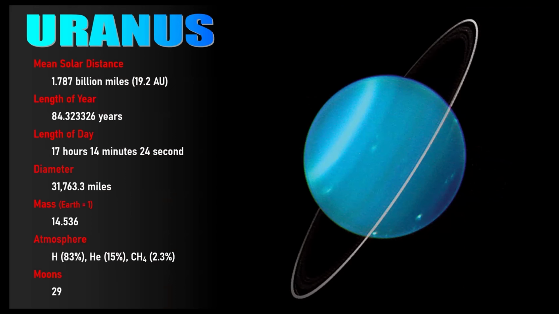And you can see we are now 19.2 AU from the sun. At that distance, it takes Uranus about 84 years to go once around. And you can see the rotation is a bit slower than Jupiter and Saturn. About 14 and a half times the mass of the Earth. And again, very dense hydrogen helium atmosphere with the methane that gives it its kind of sky blue color. And to date, 29 known moons, which are largely unexplored.